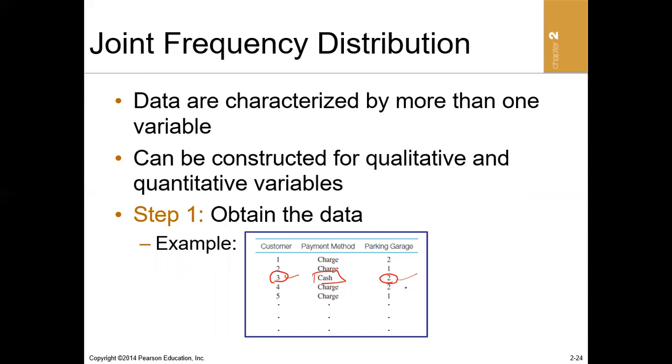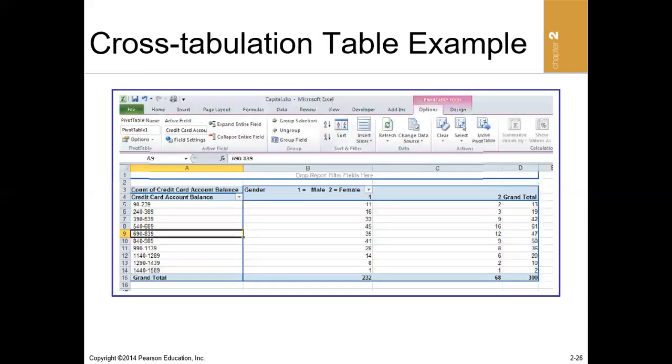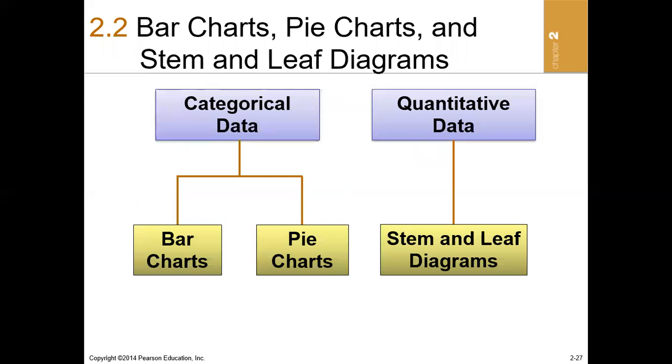So whenever data is characterized by more than one variable, like this instance, we can use joint frequency distribution. And it's also called the cross tabulation table. All right. And these are the steps. You can pause and look at these steps to go through how we compute it. It can also be done in Excel. Okay. Now let's go to bar chart, pie chart, stem and leaf diagram.